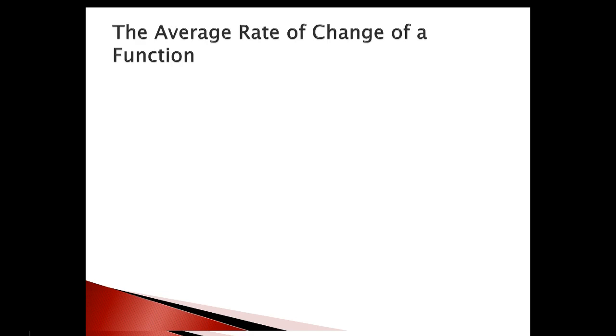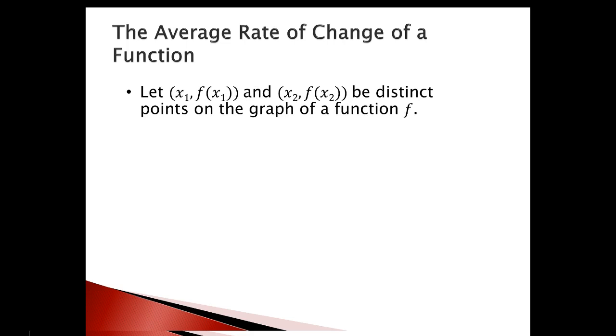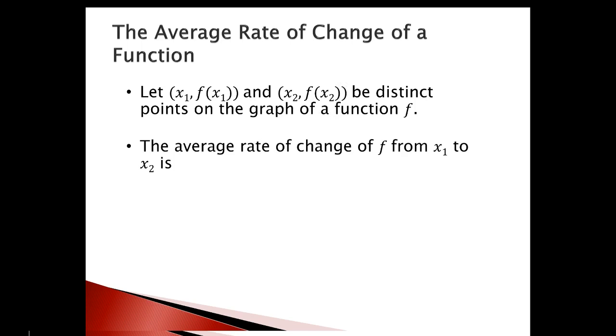And here we are going to define the average rate of change of a function. If we have two points on a line, (x1, f(x1)) and (x2, f(x2)), here f(x1) implies the value of y1 and f(x2) implies the value of y2. By using these two points, we can define the average rate of change of f from x1 to x2 as (f(x2) - f(x1)) / (x2 - x1).